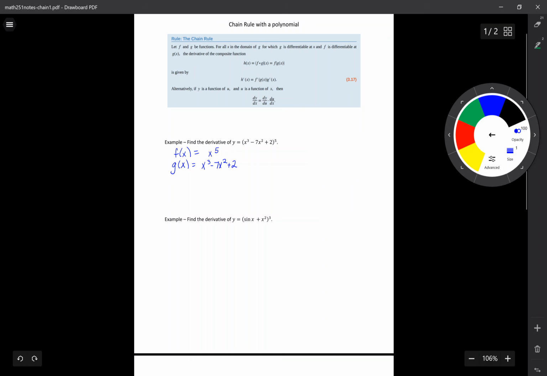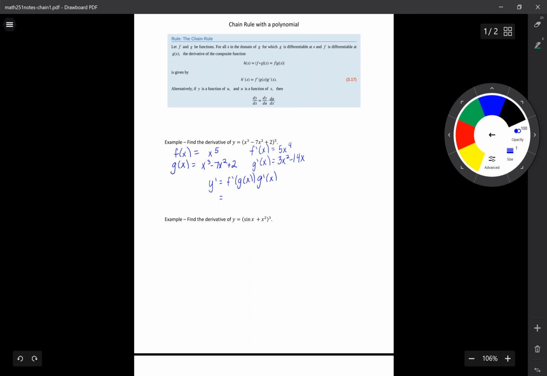So now in order to use the chain rule, I need to find f prime of x, which in this case is 5x to the power of 4, and g prime of x, which is equal to 3x squared minus 14x. And now that we have all of these pieces, we can plug into the chain rule. So we know that y prime is equal to f prime of g of x times g prime of x.